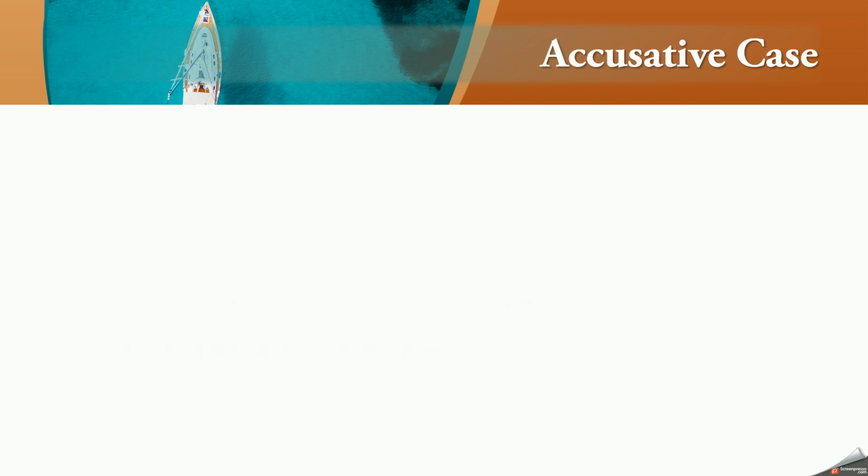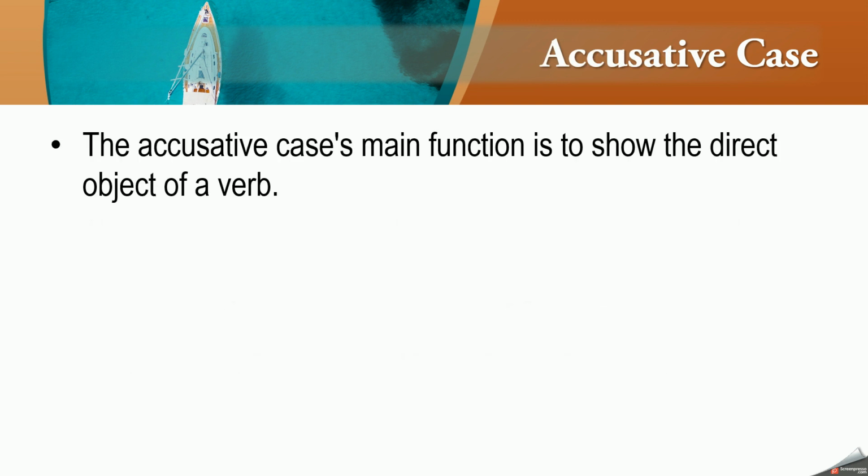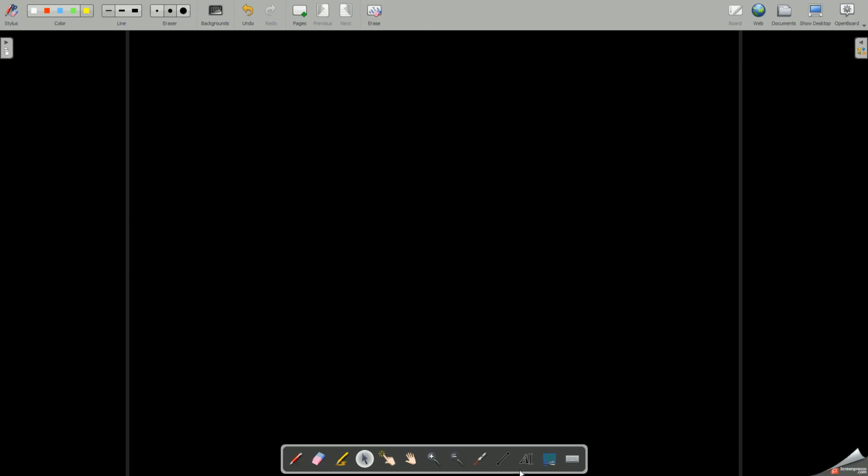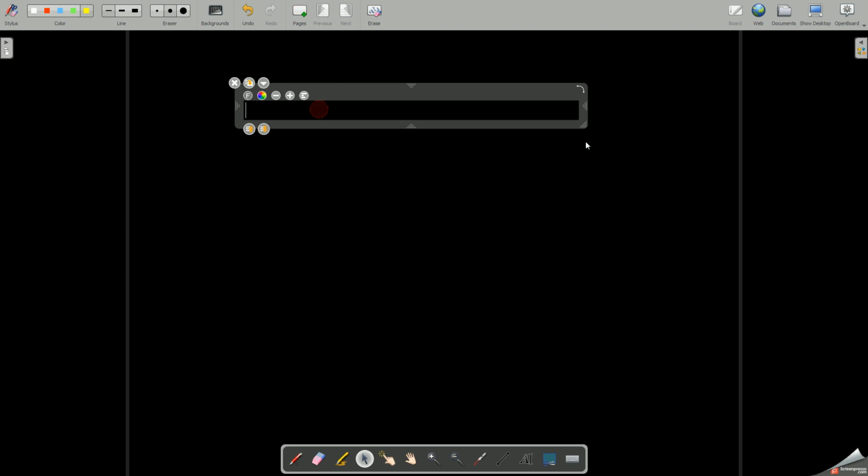The last one is accusative case, where the case's main function is to show direct object of a verb. You can find the direct object by finding the verb and asking what or whom. Like, the dog ate what? The dog ate our turkey.